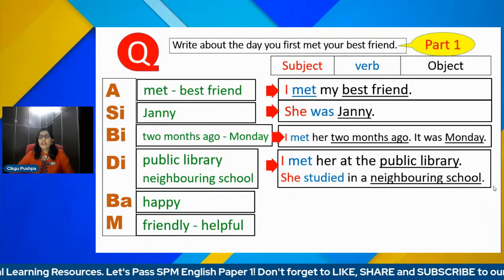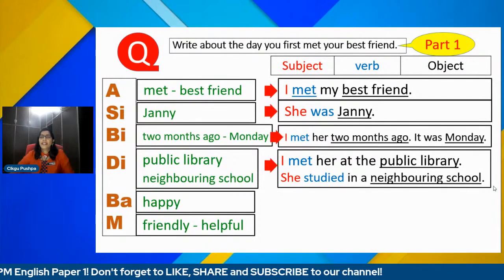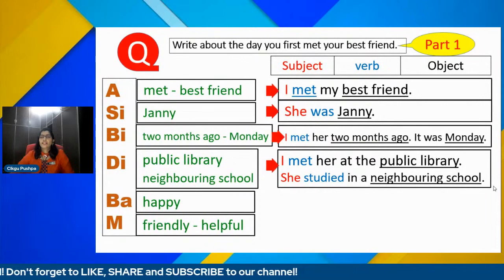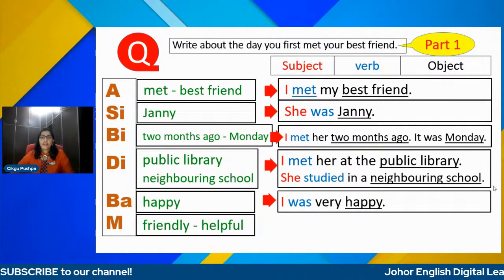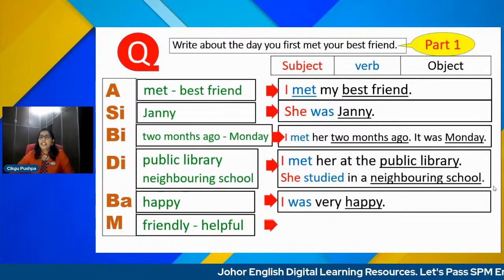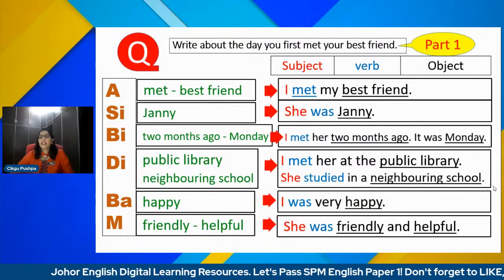You don't worry whether your sentence is right or wrong. Actually, it is right, right? That is very important. The next one: I was very happy. Simple but grammatically correct. Friendly and helpful. Yes, she was friendly and helpful.